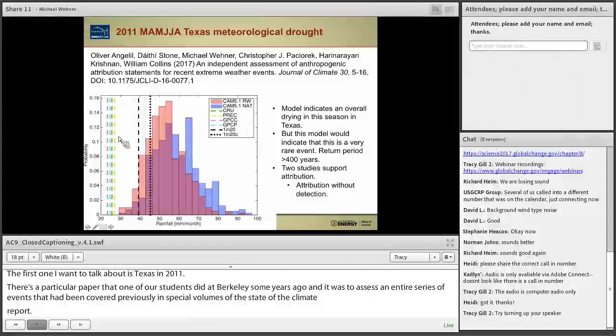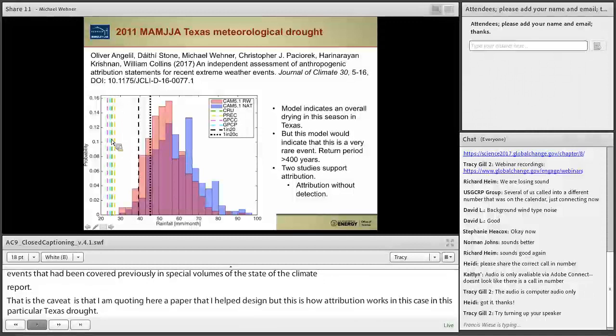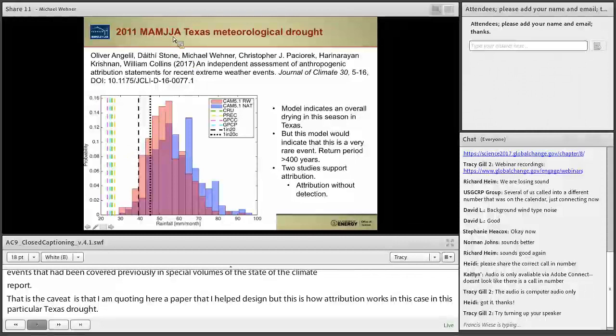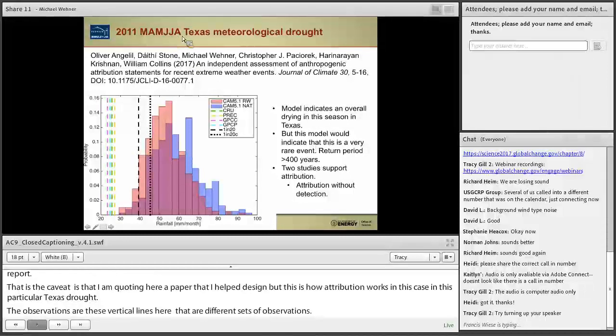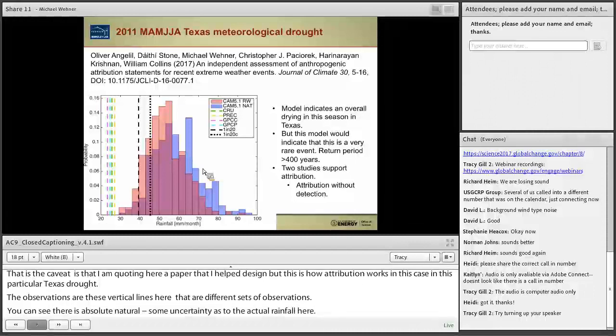There are different sets of observations. You can see there's actually some uncertainty as to what the actual rainfall was during this period, March, April, May, June, July, and August in 2011. And the histograms are different simulations from a climate model called the Community Atmospheric Model, version 5, which comes out of the National Center for Atmospheric Research in Boulder, Colorado.